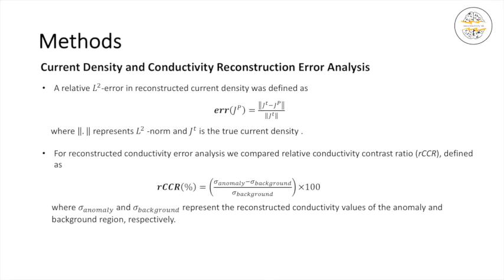The quality of reconstructed current density and conductivity images were assessed using relative error measures. For current density, the relative error was the root mean square of the difference between projected and true current densities divided by the RMS true current density. Conductivity reconstructions were expressed in relative contrast terms as a percentage.